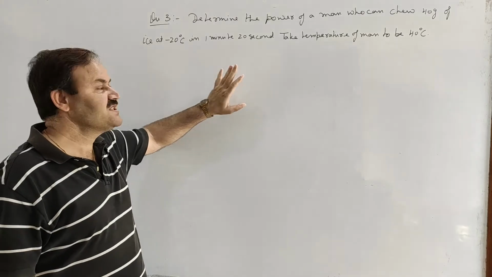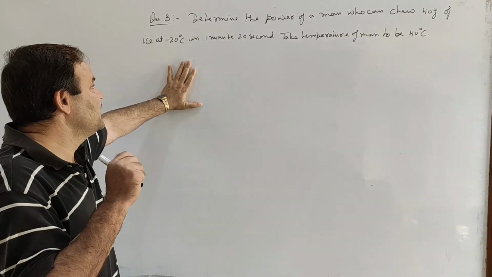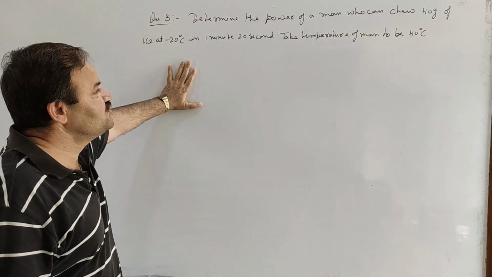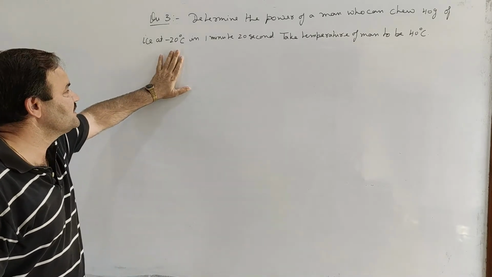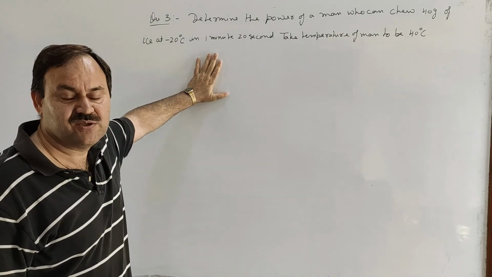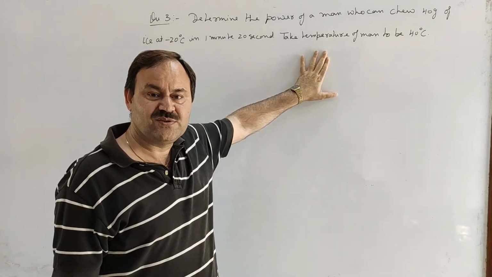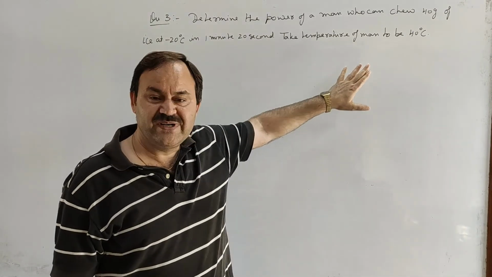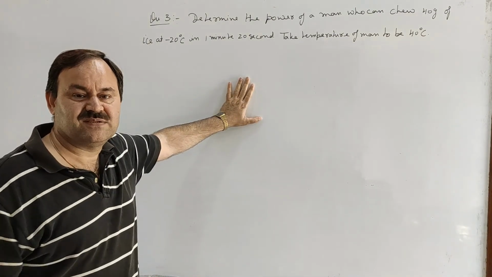Let us take one more example related to calorimetry. Say a person can chew 40 gram of ice at minus 20 degrees Celsius in 1 minute 20 seconds. Then taking the average temperature of the person to be 40 degrees Celsius, we have to determine the power of that person.